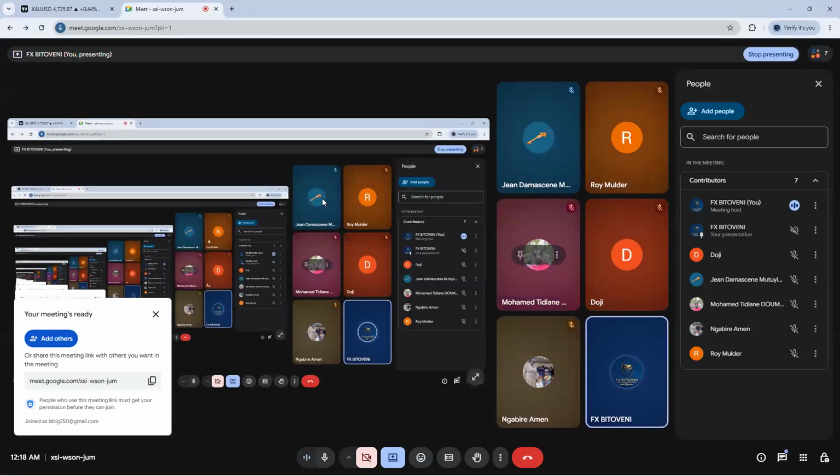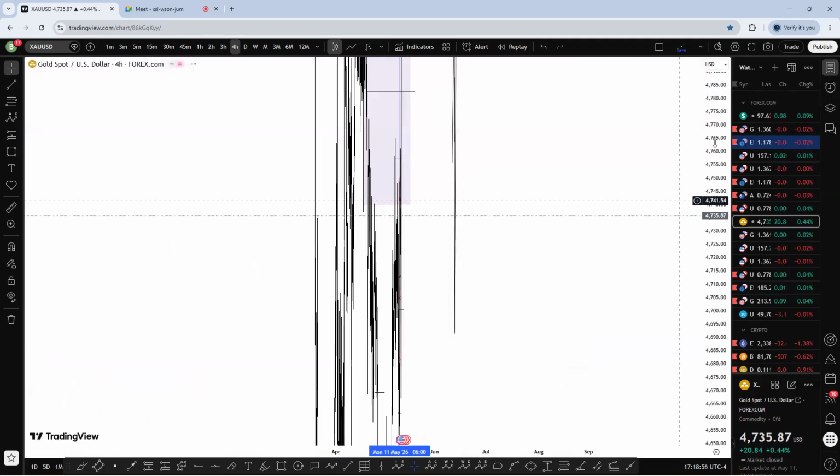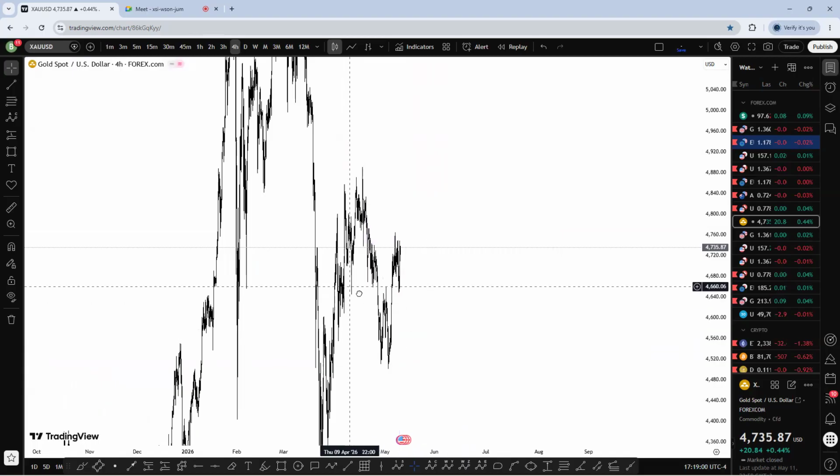I want to show you exactly how to mark these zones. These are the basics, guys. We'll go deep into that. These are the basics, but I'm showing you, don't say you have missed a setup.